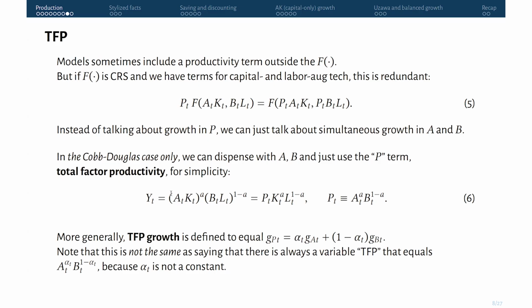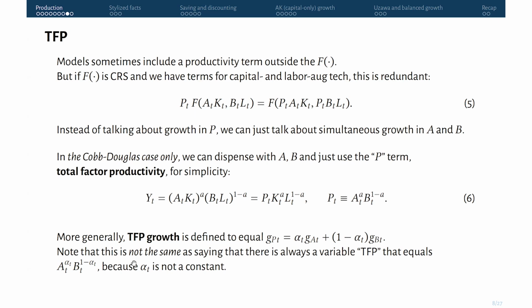More generally, even outside the Cobb-Douglas context, it's standard to refer to this quantity as TFP growth, which we can just define to equal the share-weighted average of the growth rates of labor and capital augmenting technology. Note that this is not the same as saying that there's always some well-defined quantity that equals, like, the analog to 6 here, with the shares replacing the a in the exponents.